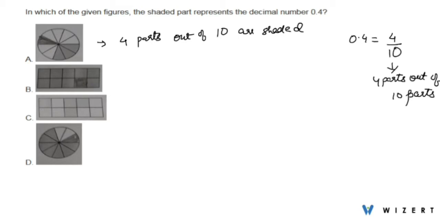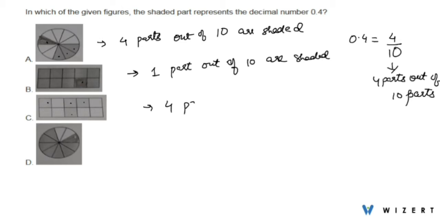In the second option we can see only one part is shaded. So we can say it is 1 part out of 10 are shaded. So here we can see this part is shaded. In the first figure 1, 2, 3 and 4 parts were shaded. Now in the third figure we can see 1, 2, 3, 4. Again here 4 parts are shaded out of 10.